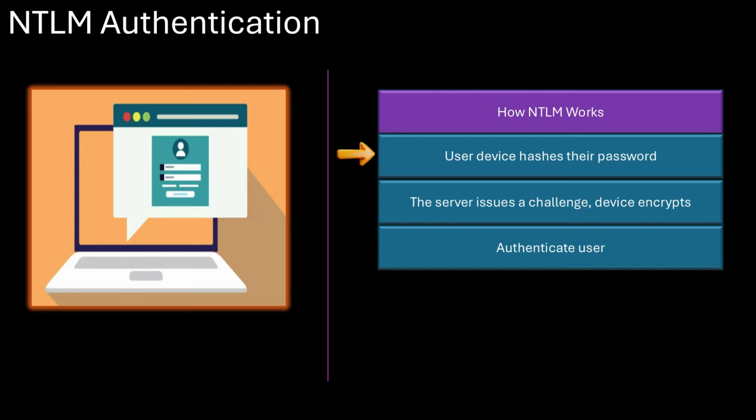When a user logs into Windows, their device hashes their password and sends it to the authentication server. The server issues a challenge, which the device encrypts using the password hash, and the server verifies the encrypted response to authenticate the user.